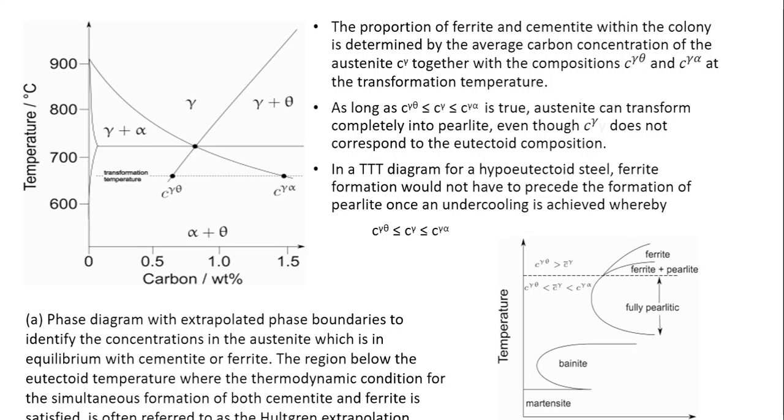The proportion of ferrite and cementite within the colony is determined by the average carbon concentration of the austenite, C gamma, together with the compositions C gamma theta and C gamma alpha at the transformation temperature. So what is C gamma theta? It is the carbon concentration in the austenite in front of the cementite particle. Similarly, C gamma alpha is the carbon concentration in austenite in front of the growing ferrite particle.